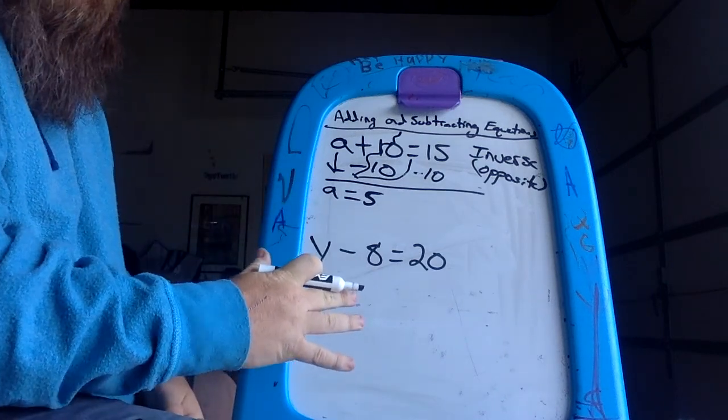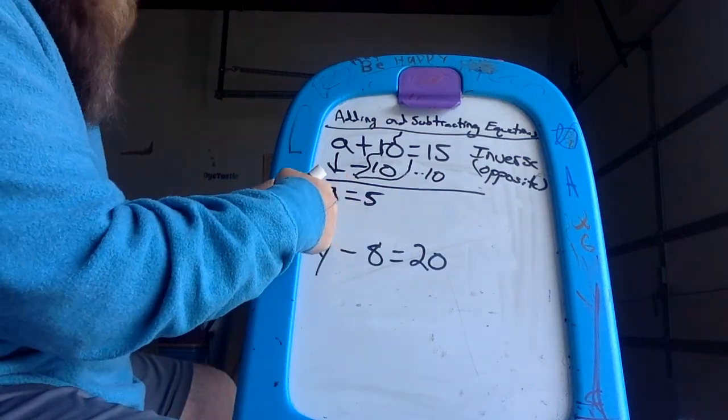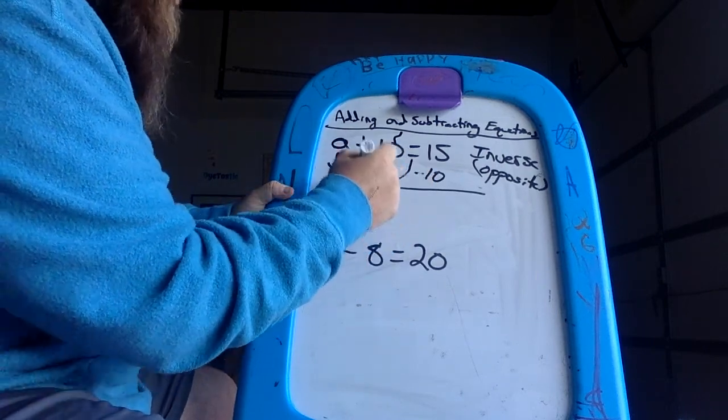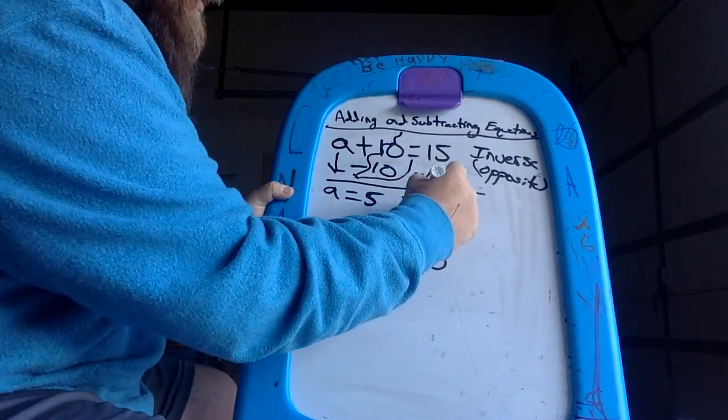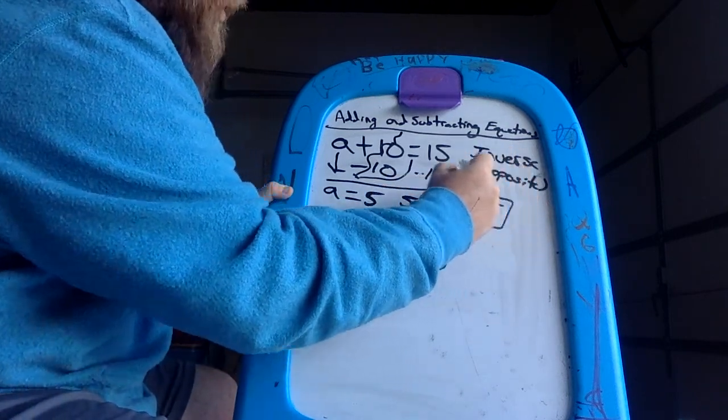Apply what you just did and put that in the form of the variable to show me the true equation. So we just figured out together that A equals 5. So we're substituting now: 5 plus 10 gives us 15. So this is the true equation.